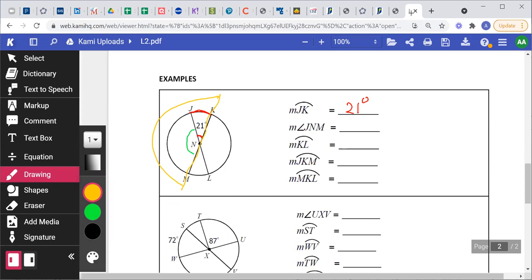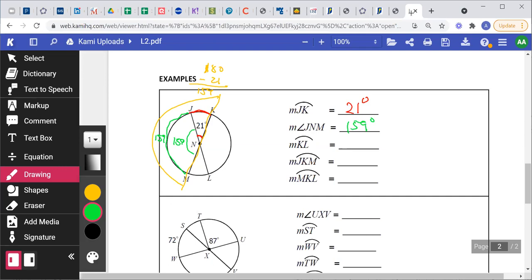So to get JNM, I'm going to do 180 minus 21. And 180 minus 21 is 159. So it means this green angle here is 159. And if that green angle is 159, that means the arc that is formed here in front of it is definitely going to be 159. So JNM is 159.